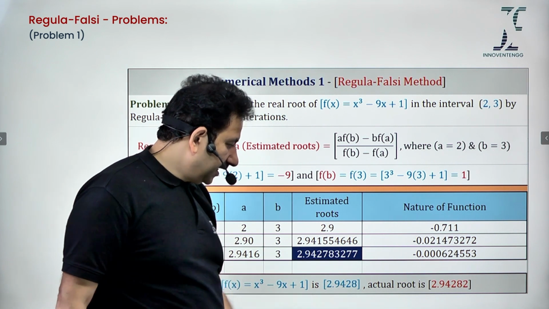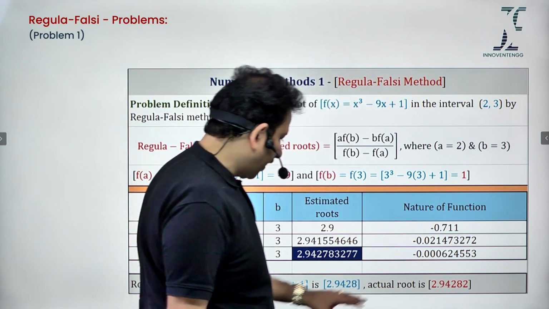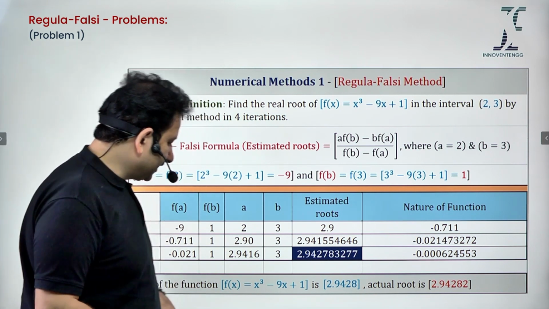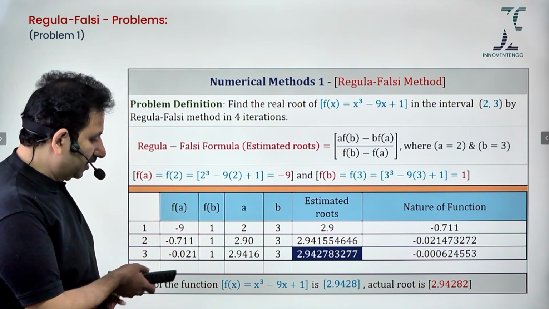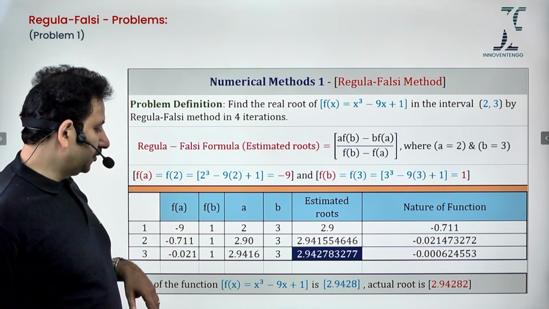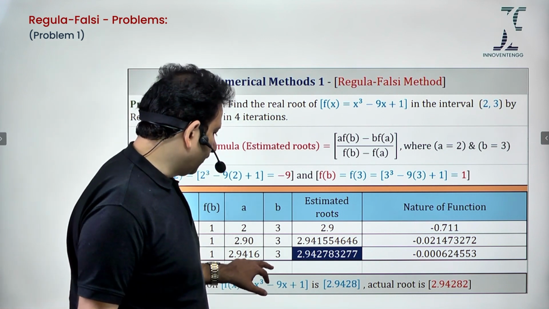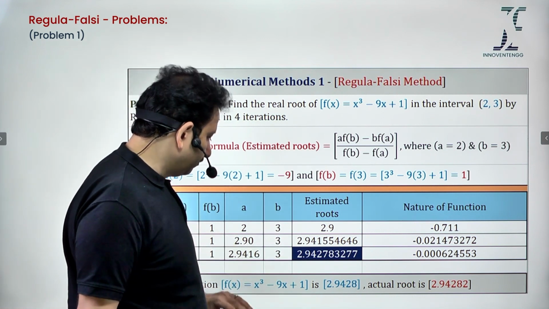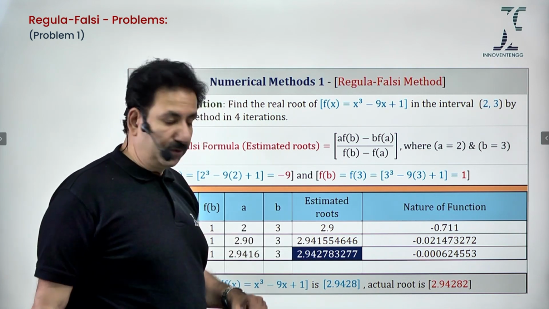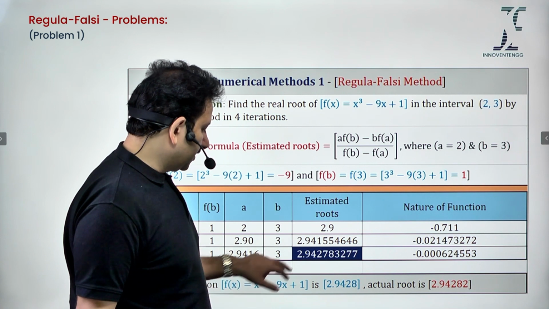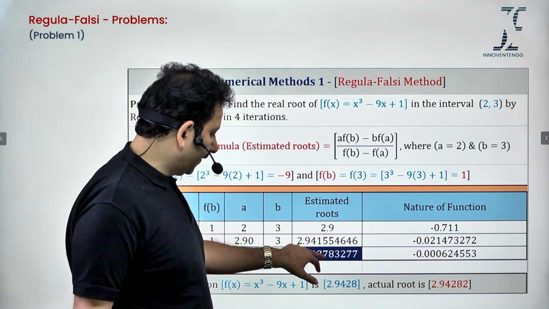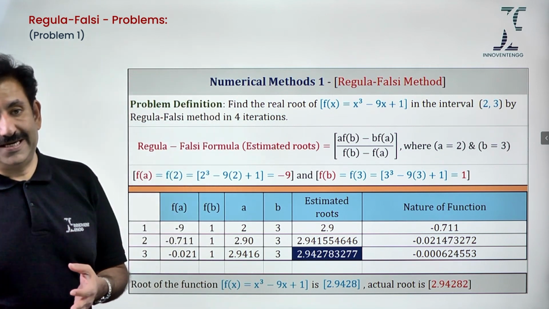The actual root is 2.94282. How do you get this? You can get this using a graphing calculator, but in case you don't have the actual root value, which is not there in a typical examination situation, what you can do is see how much your estimated root is improving. You can see from 2.9 to 2.94 a significant improvement. From that to the next root, the improvement is very small, only in the third decimal place. So therefore you can halt your iterations.